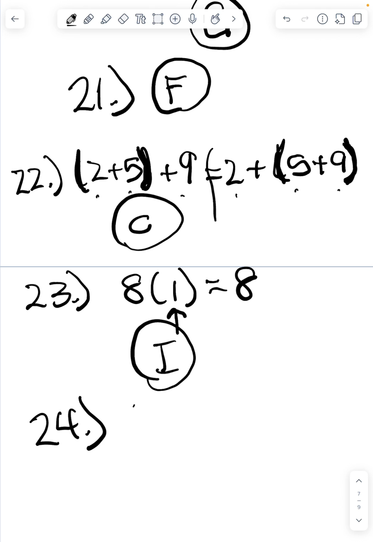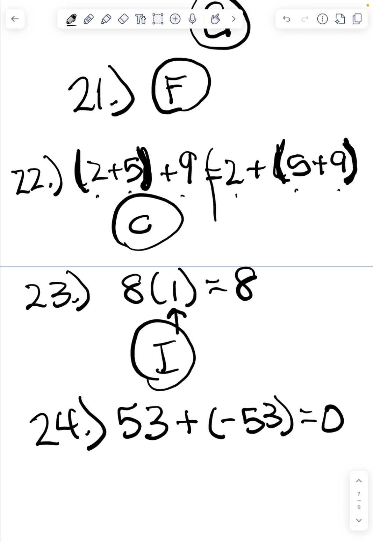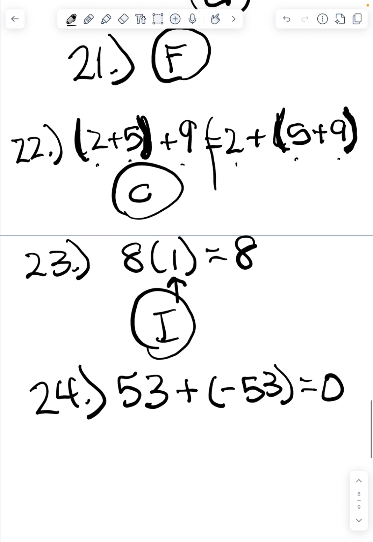Number 24, 53 plus negative 53 equals 0. So these are when two opposite things end up being 0. This is the additive inverse property. You're adding two opposite things and the result is 0. They're additive inverses. Okay, great job, guys.